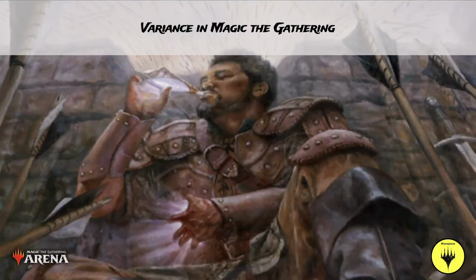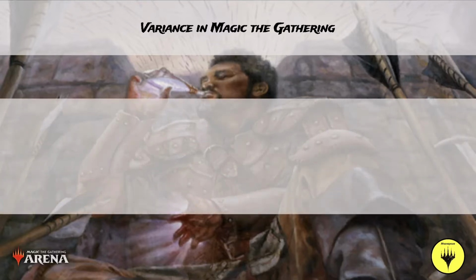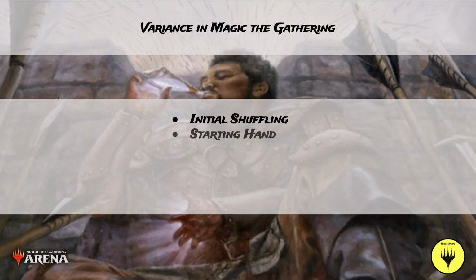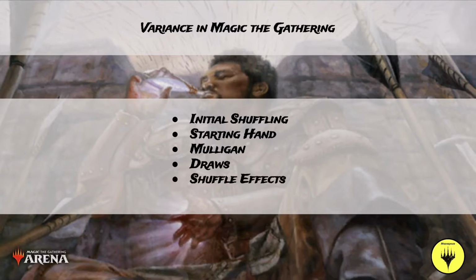Now let's have a look at your deck, and you can trust me, the deck itself has a lot of variance. First of all, the initial shuffling. Then, what does your starting hand look like? And do you have to mulligan because of your starting hand? What are your draws throughout the match? And each time you cast a spell that shuffles your library. And yeah, the same is true for your opponent.